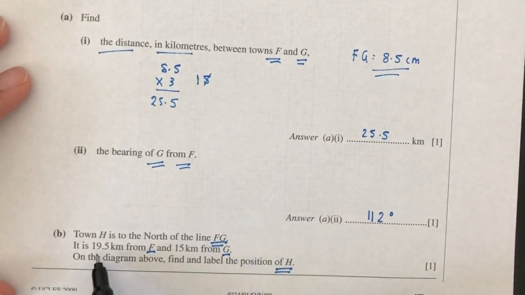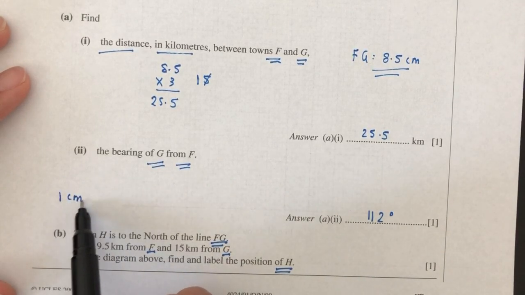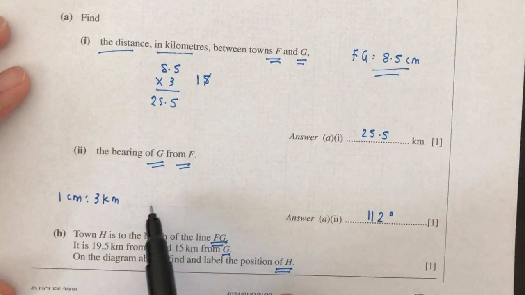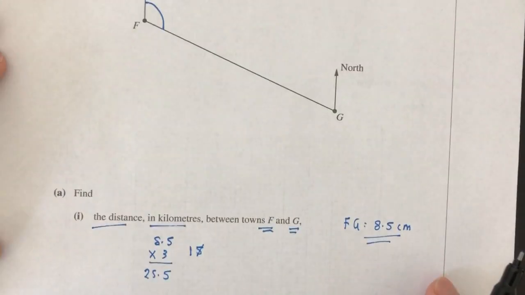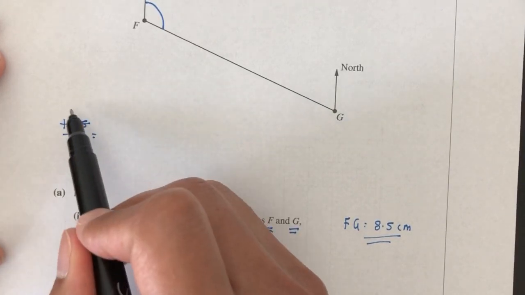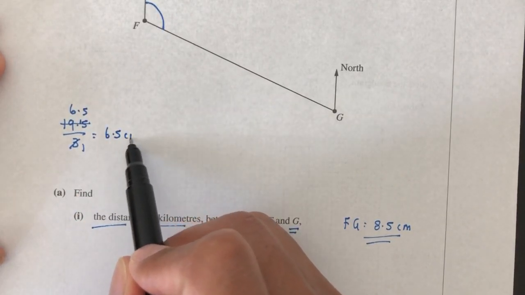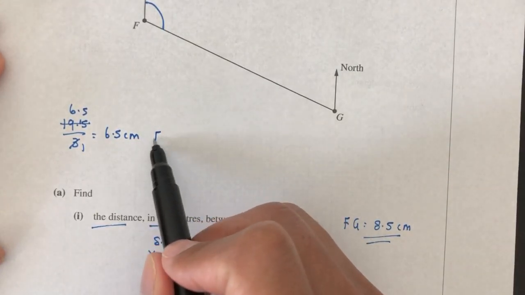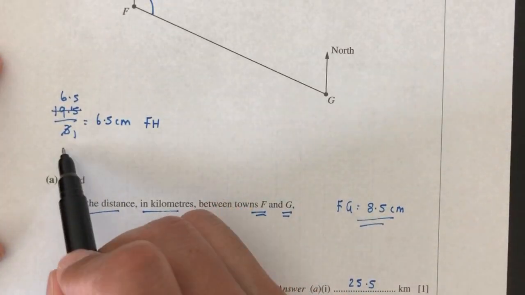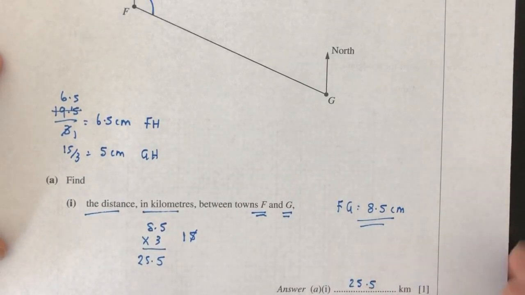And then it says it is 19.5 km from F. So we have to use the scale of 1 centimeter to 3 km. If this is 19.5 km, divided by 3, let's see how much that would be in centimeters. So let's do that. 19.5 divided by 3 will be 6.5 centimeters for FH, and then we have 15 km from G, so 15 divided by 3 will be 5 centimeters for GH. So let's do it one by one.